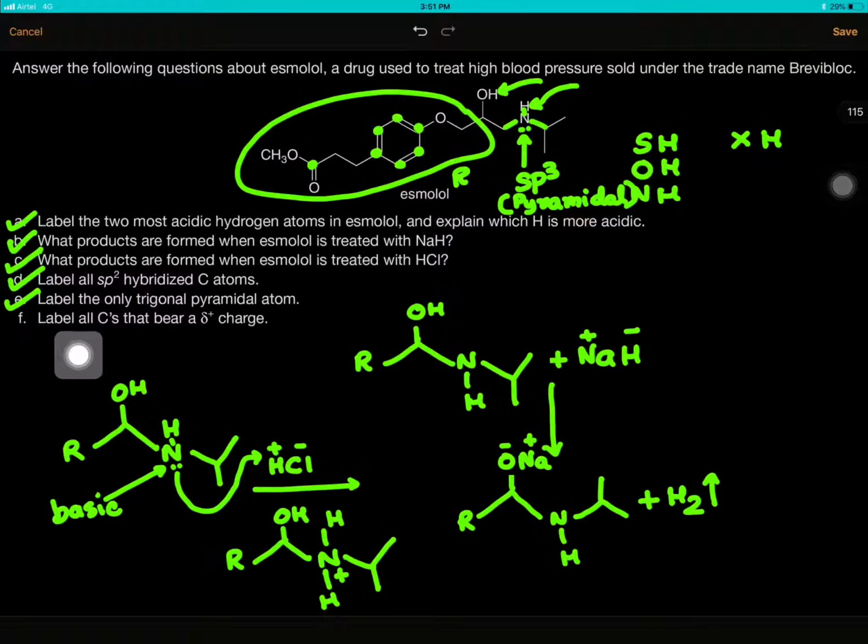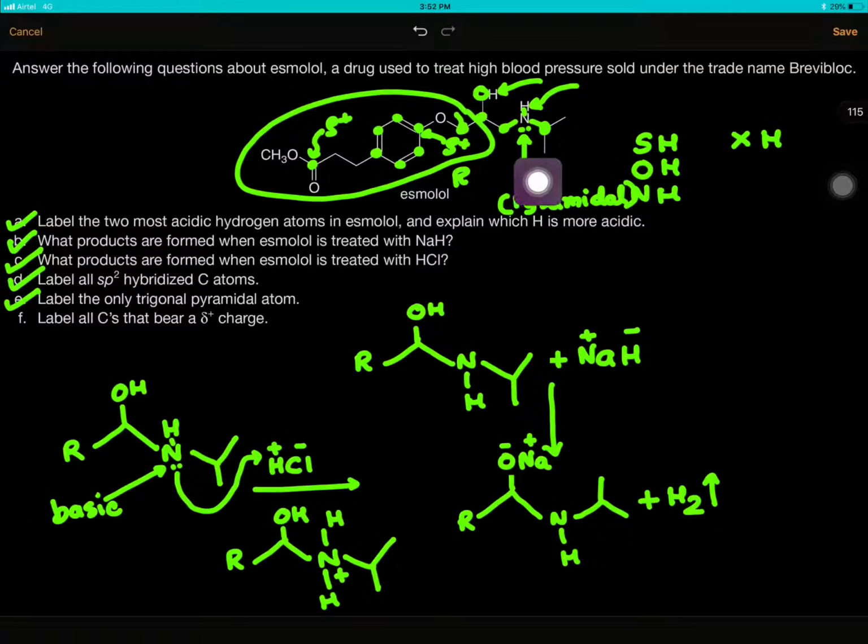The last one is, label all carbons that bear delta plus charge, that is partially positive charge. So the carbon that is attached with an electronegative atom like oxygen, so this carbon will have delta plus on it, as well as this carbon will have some delta plus. This carbon will also have some delta plus, as well as this carbon will also have delta plus because oxygen is there, and this carbon also has delta plus because there is nitrogen, and this carbon will also have delta plus because this is again attached with a more electronegative element.